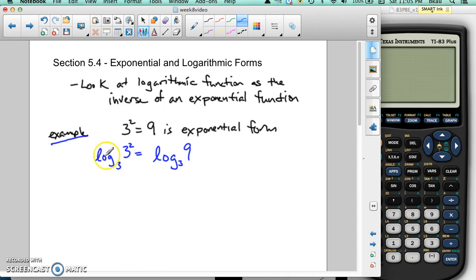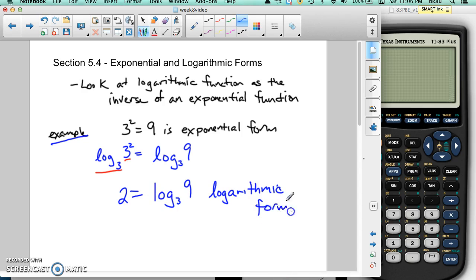Now, you need to know that when we do a base 3 and a base here of 3, this is an exponential function, this is a logarithmic function. They're inverses. So this function and this function of raising to a power cancel each other out, or reduce that down to just the exponent. So we're just going to get 2 on this side, just the exponent, equals log base 3 of 9. And this is what we call logarithmic form. So we started with exponential form, and we rewrote it in logarithmic form by taking the log of both sides.